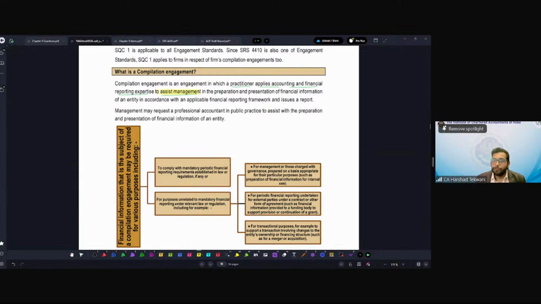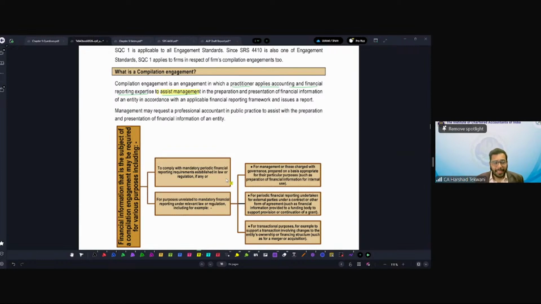Now, why can management hire us? Or what could be the purpose here for hiring us? See, the engagement can be performed for different reasons. Management can prepare financial statements for different reasons. Either they want to comply with the law or regulations like the Companies Act, or they want to prepare them for internal purposes, MIS reporting, or something else.